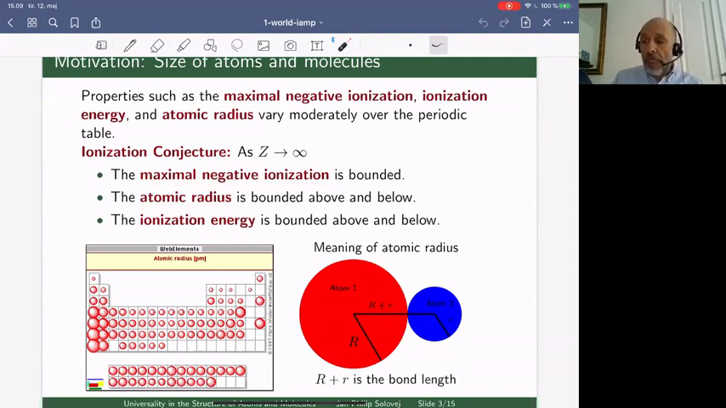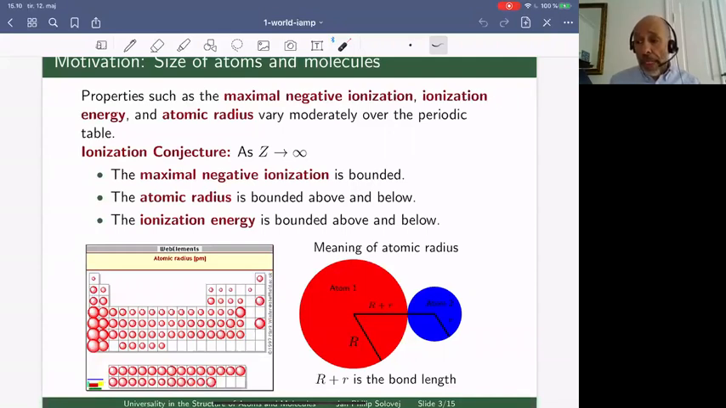And finally, one can look at the ionization energy, I mean, the energy price you have to pay to remove 1 electron from a neutral atom, and also argue that this is bounded above and below, or rather this is a conjecture. All these 3 properties are conjectures for real atoms. I will discuss how much we know in the approximate models, in Hartree-Fock theory and in Thomas-Fermi theory, but I'll get to that.